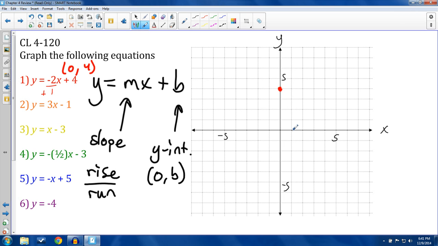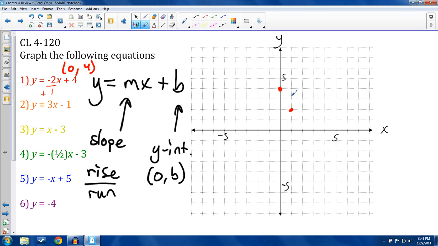So as I go over 1, this way, this way, this way, this way, I'm going to fall 2 each time. If rise is positive, then fall is negative. So I will go down 2 from this original point. I'll go down 1, 2, as I run 1. This is another point that's on your graph.